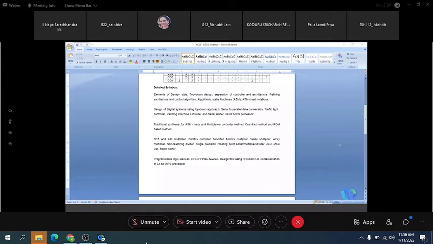A question is coming now. What is top-down or bottom-up approach? Is it counting from the top? Top-down means counting up from the top. That is a counter.